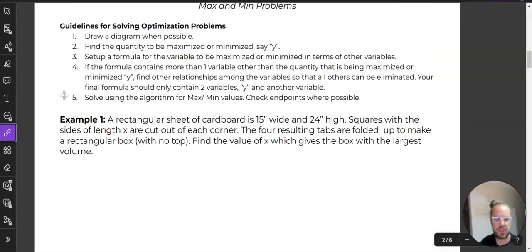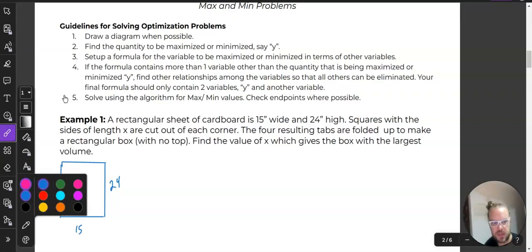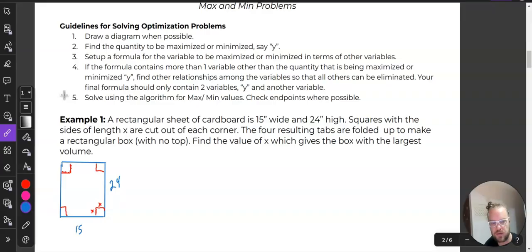So just like our steps here, first thing is to draw a picture. So I'm going to draw a picture of my sheet of paper, make it somewhat rectangular looking. It tells me that the height is 24 and the width is 15. It also tells me that I want to cut some squares out of here, where the dimensions of those are x by x, and then they're going to be folded up. Now what that means is that this is no longer going to be 15, it's going to be 15 minus 2 x's, one for each side that was cut out. And this will be 24 minus 2x as well.